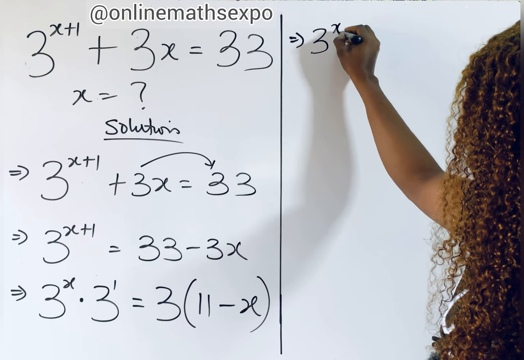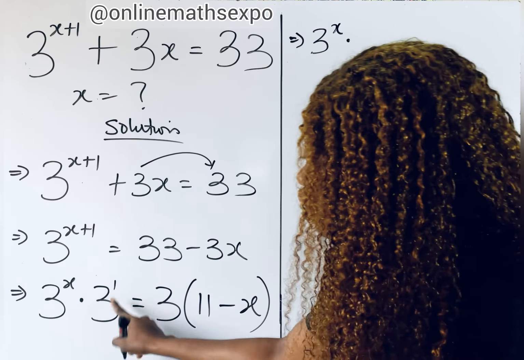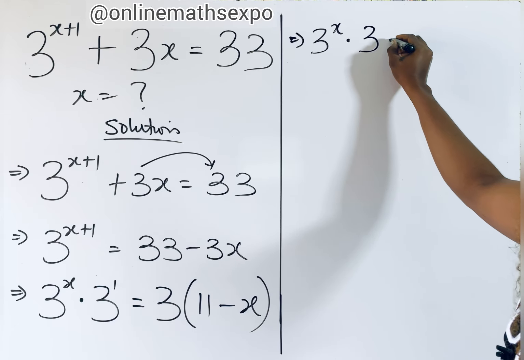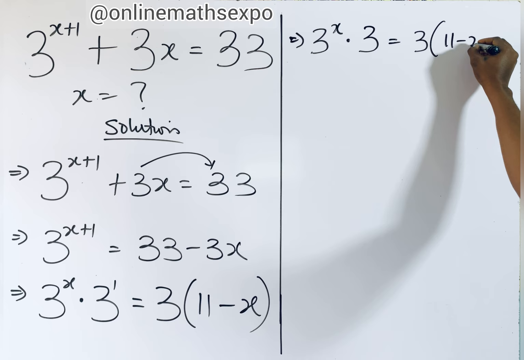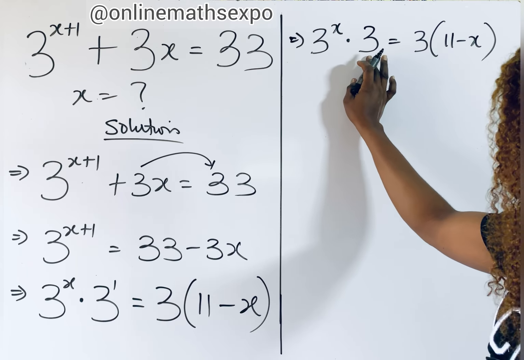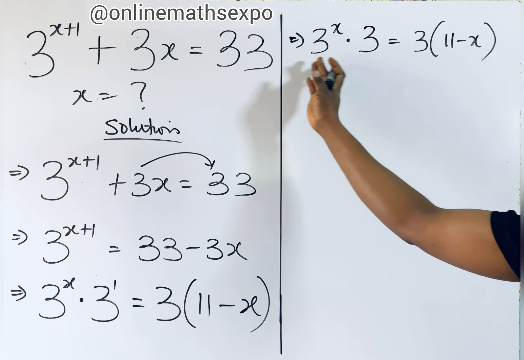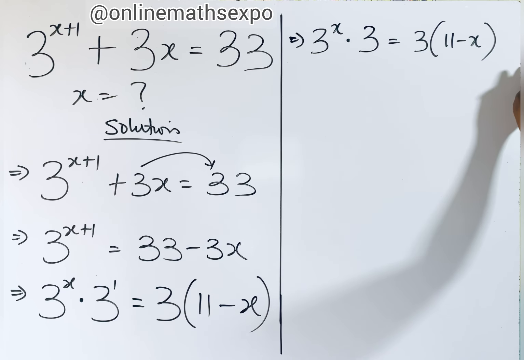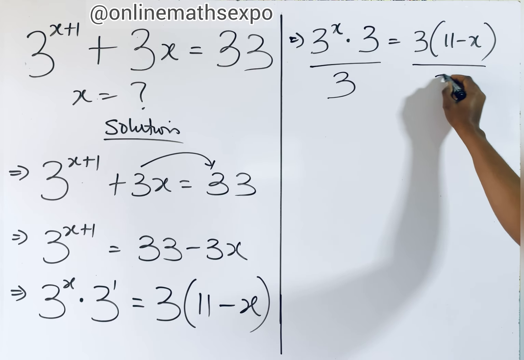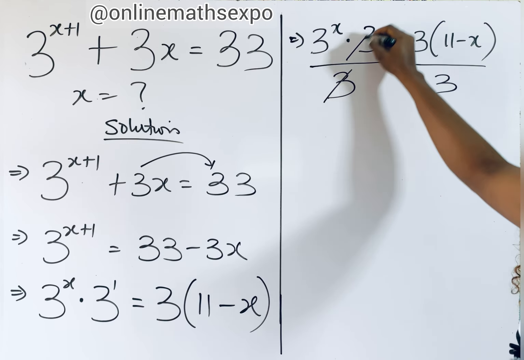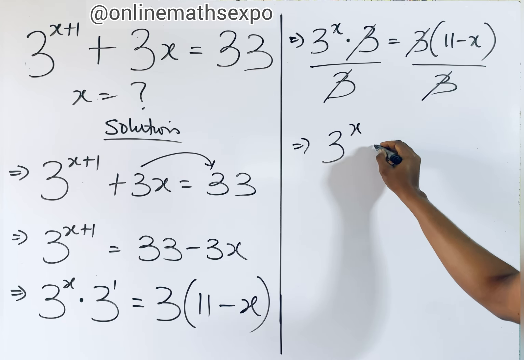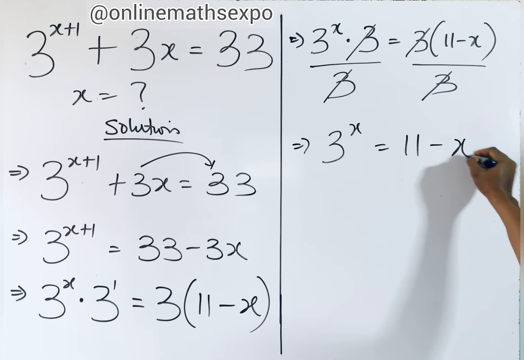3 to the power of x multiplied by 3 to the power of 1 is the same as 3, okay? So we have 3 to the power of x multiplied by 3 is equal to 3 into 11 minus x. Now, what did you observe? You observe that 3 is common here and is also common here. So we can divide both sides since they are both multiplying, just to remove 3. So we divide this by 3 and also divide this by 3. If you do that, this cancels, this cancels. So you are left with 3 to the power of x is equal to 11 minus x.